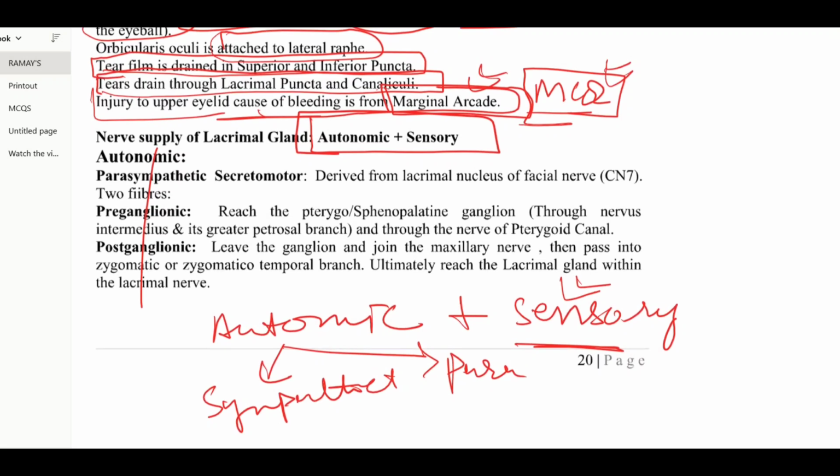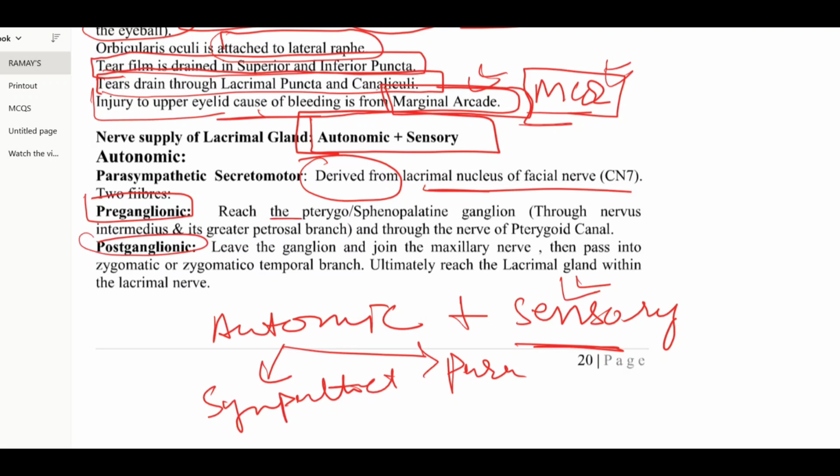Now move on to the autonomic supply of the lacrimal gland. Autonomic supply is by the sympathetic and the parasympathetic fibers. First of all, parasympathetic supply is derived from the lacrimal nucleus of the facial nerve. It has two fibers, preganglionic and postganglionic.